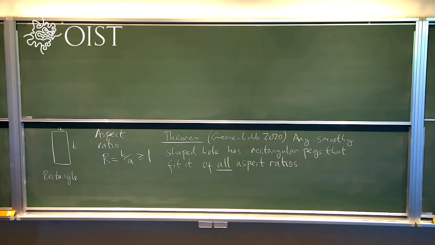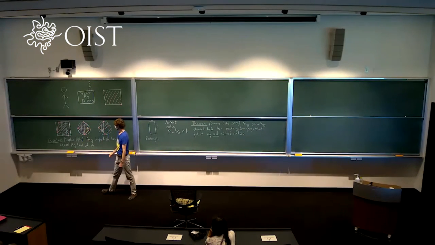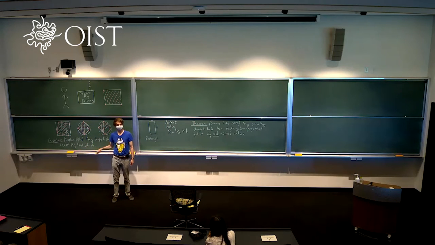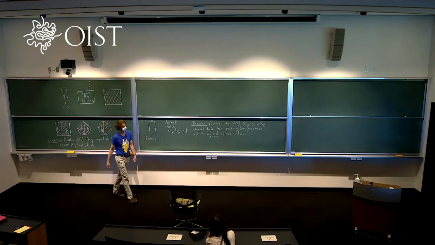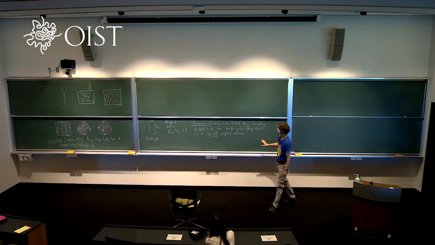So you can see, I guess, just from these pictures that you can find rectangles of any aspect ratio that live inside the circle. You can just shrink this one, make it thinner. And you can find rectangular pegs of any aspect ratio inside the square as well. So it turns out when you've got a smooth hole, this is always true. This isn't just a special property of the circle or the rectangle. And that's the result that we proved earlier. And our collaboration started here at OIST. And this is known as the rectangular peg problem.